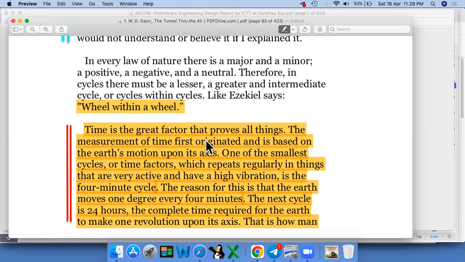Time is the greatest factor that proves all things. The measurement of time first originated and is based on Earth's motion around its axis. So this is talking about the 24 hours of a day. One of the smallest cycles of time factor which repeats regularly in things that are very active and have a high vibration is the 4 minute cycle. Now, how does this 4 minute cycle come into existence, right?